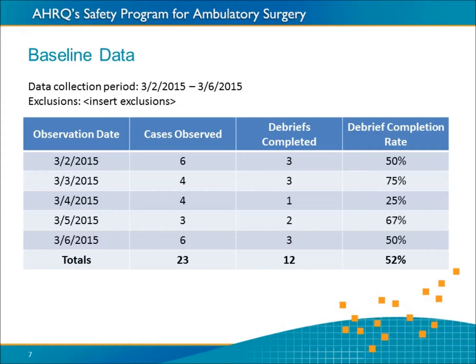Now, in the case of the surgical safety checklist work, there aren't a lot of benchmarks published out there. So the best you can do is benchmark against your current performance. So that's what we're going to do in this case. We see that we're at 52%. So now we need to start thinking about setting a goal for improvement. And that's what we do on this next slide, the goal.